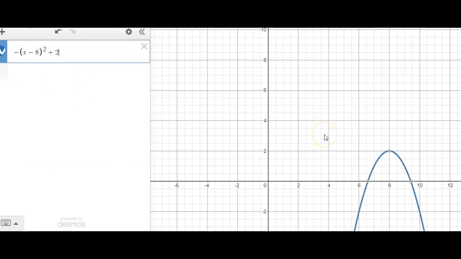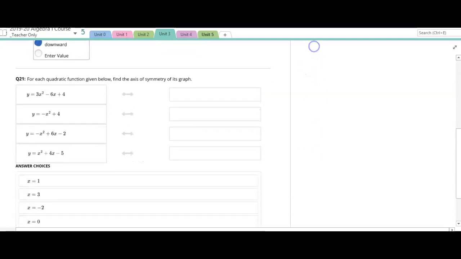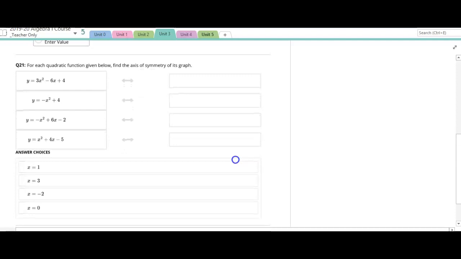Now you can see that x equals 8 is where the axis of symmetry would be. X equals 8. This graph opens down, which we knew even before we typed it in Desmos because of this negative symbol. That means it opens down.